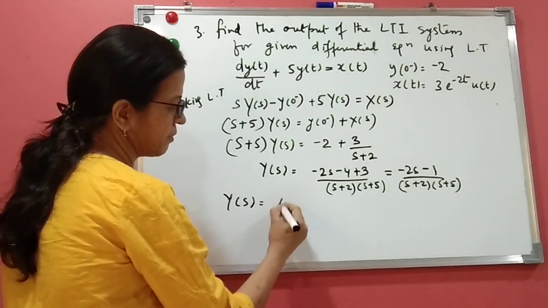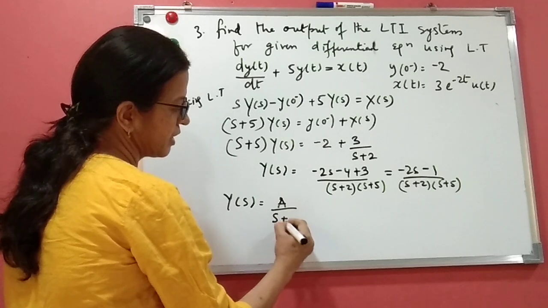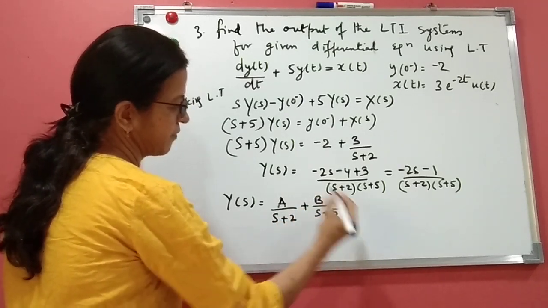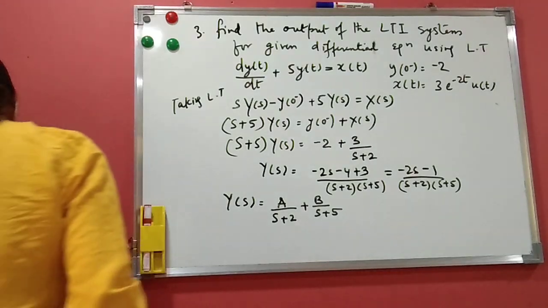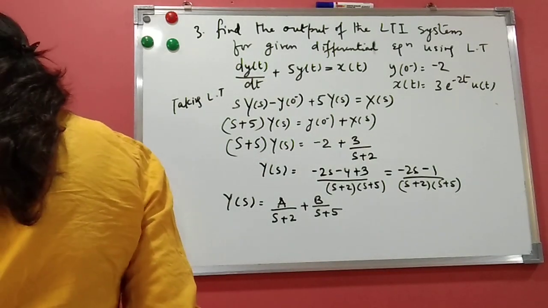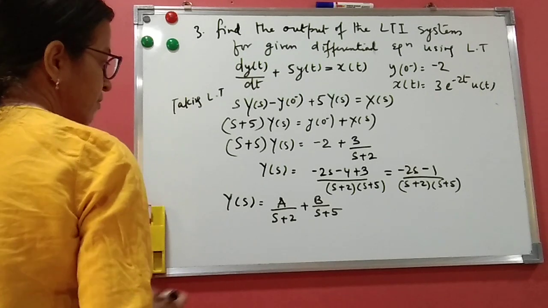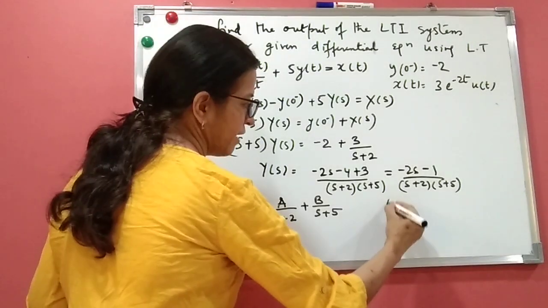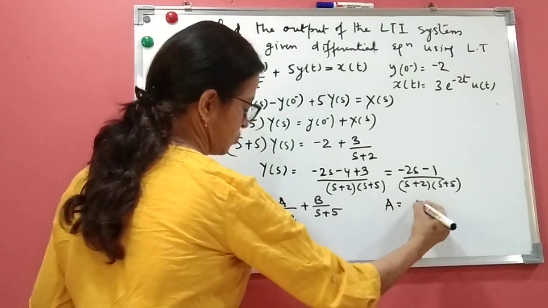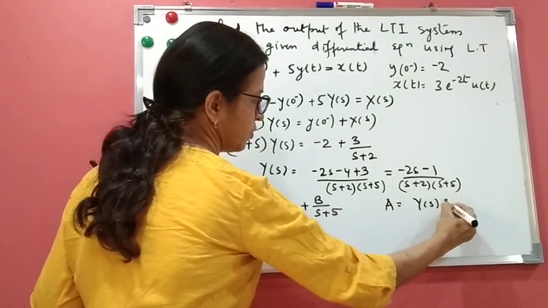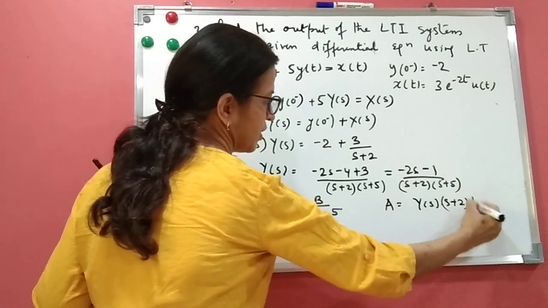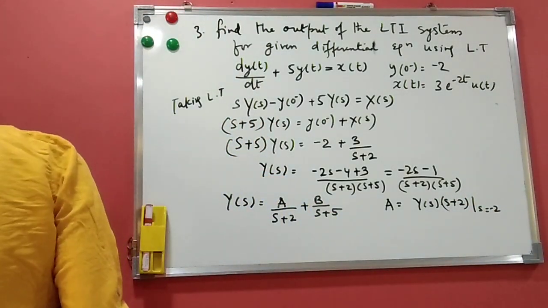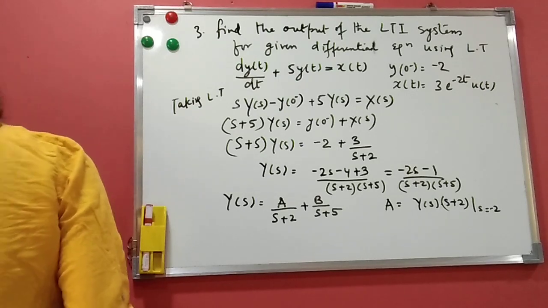So Y(s) can be written as A upon s plus 2 plus B upon s plus 5. Now using Cauchy's residue theorem, we can find the values of A and B. The Cauchy residue theorem says that the value of A will be Y(s) into (s plus 2), putting the value s equals minus 2.